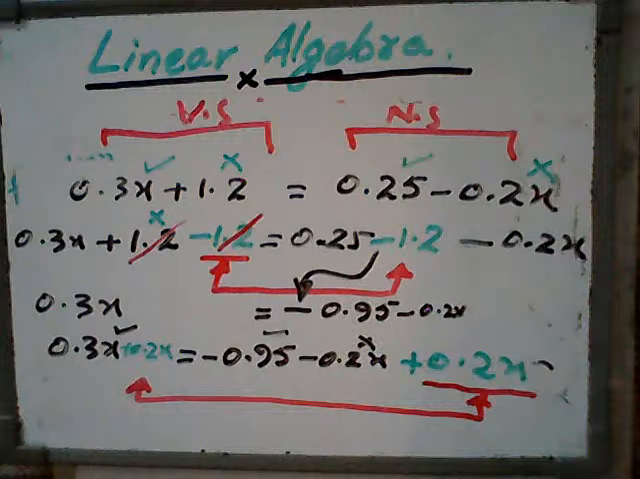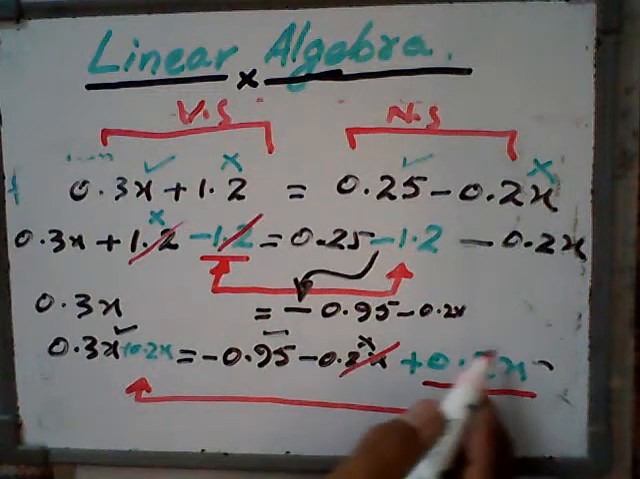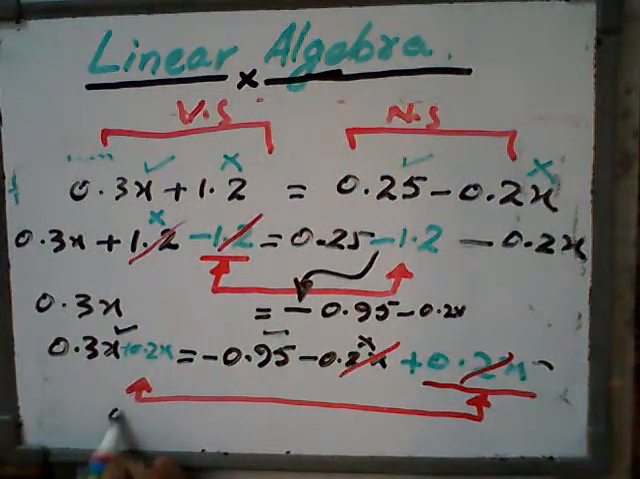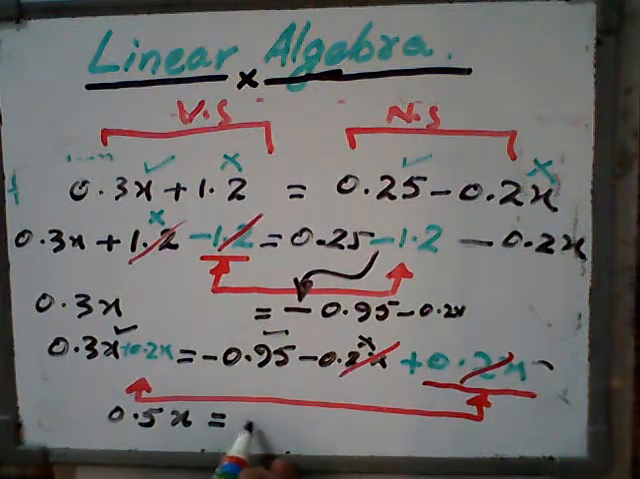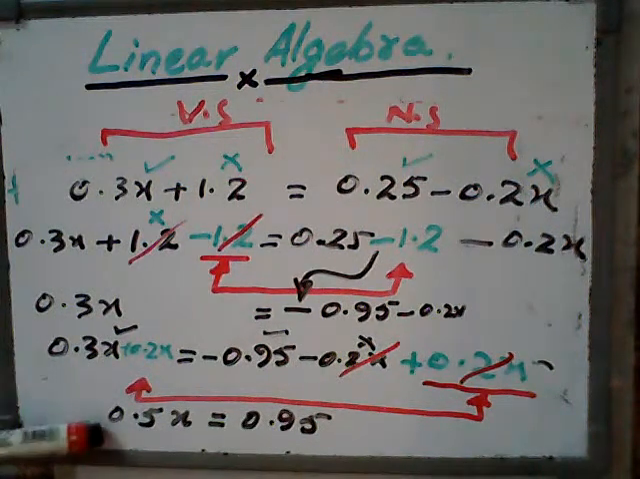So now 0.3x plus 0.2x. Both numbers have the variable, so we'll be adding these numbers first, and we'll remove this one. And now we have 0.3 plus 0.2 is 0.5x, which is equal to 0.95. Now, there's a question: this is a decimal, how do we solve these decimals?